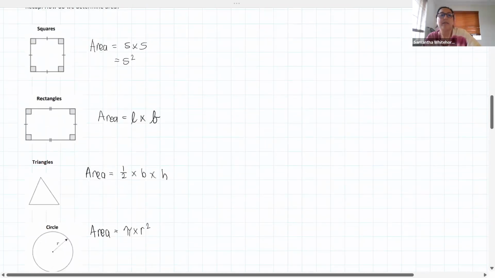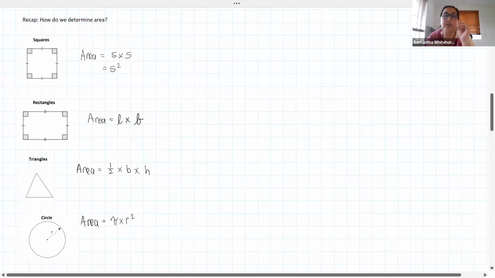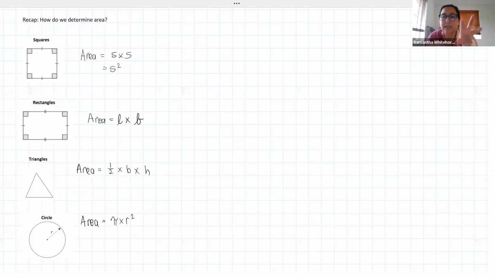Right, before we get into that, if you didn't take screenshots of this on Monday, I just want you to take a screenshot of these 4 formulae, because these are the formulae that we use to work out the area of the shapes that we work with. So we've got a square, rectangle, triangles, and circle. Those are the 4 different formulas that we need to know.